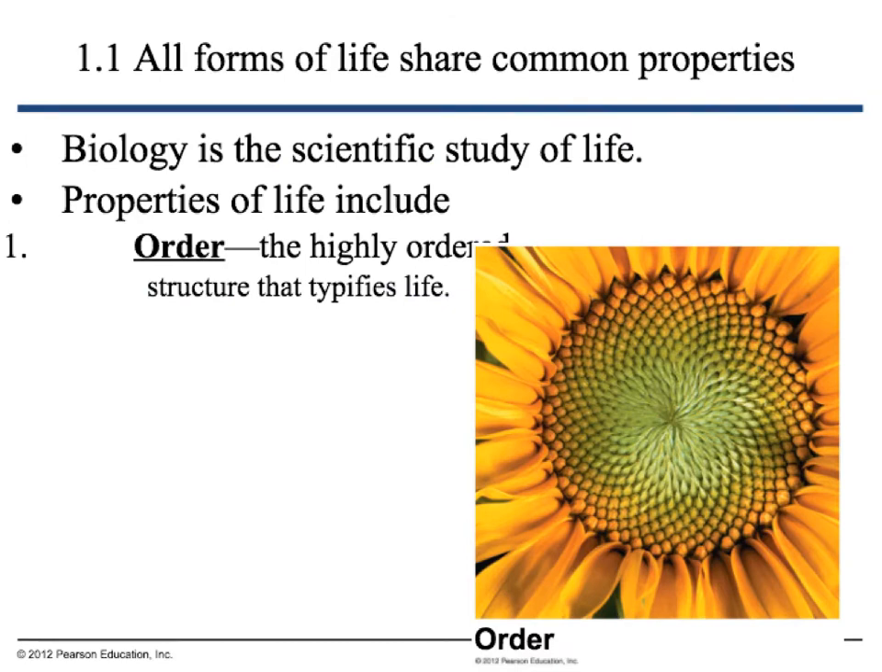So the first thing we're going to talk about is how all forms of life share common properties. Biology is the scientific study of life, and properties of life include order. So the highly ordered structure that typifies life. And we can see with the sunflower, the order that is taking place with the seeds on the interior of the flower, and then of course the petals themselves. Everything's nice and organized.